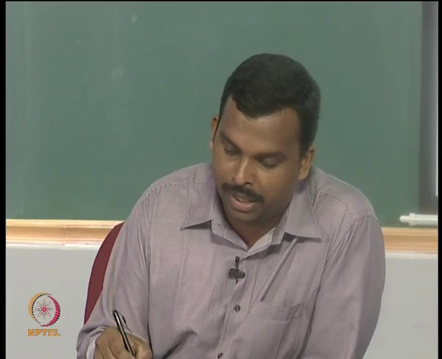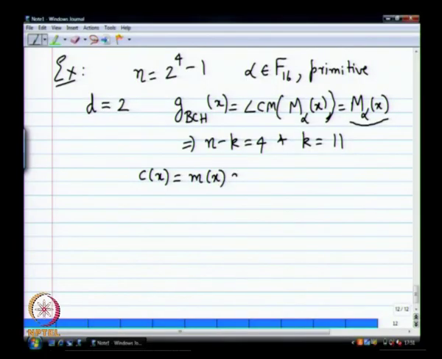All you have to do is simply take m(x) and multiply with g_BCH(x), which in this case is m(x) times x power 4 plus x plus 1, which is a very easy multiplication that you can do. m(x) is of maximum degree what? Degree 10. So, you take the polynomial and multiply it, you can implement it very easily.